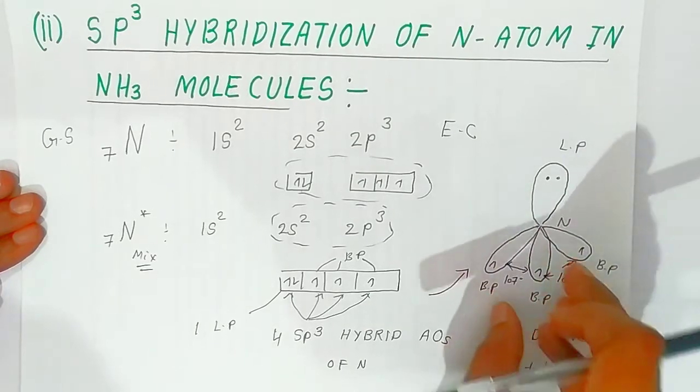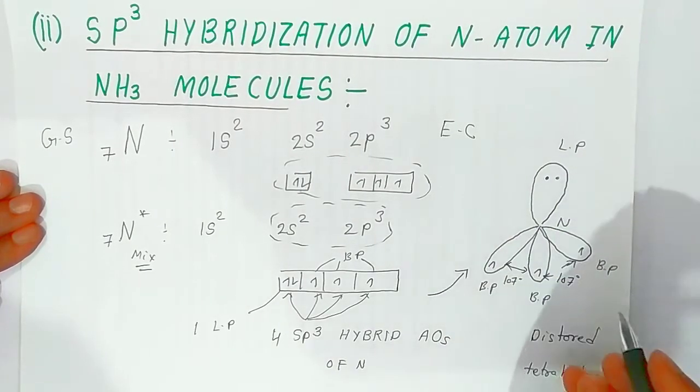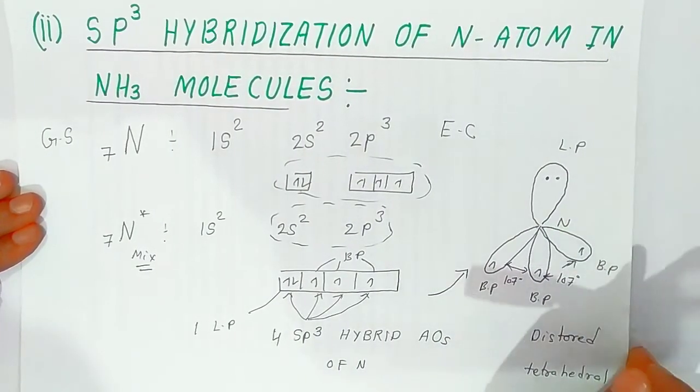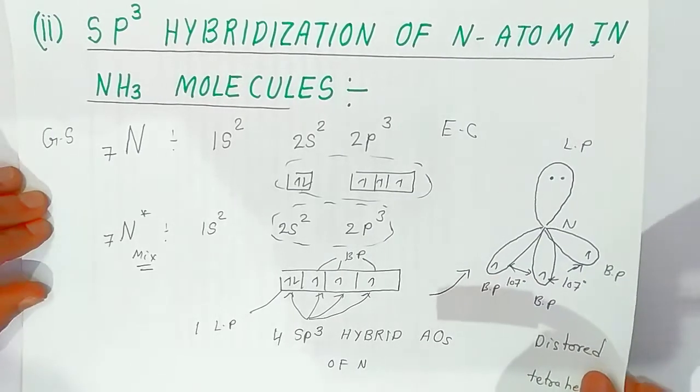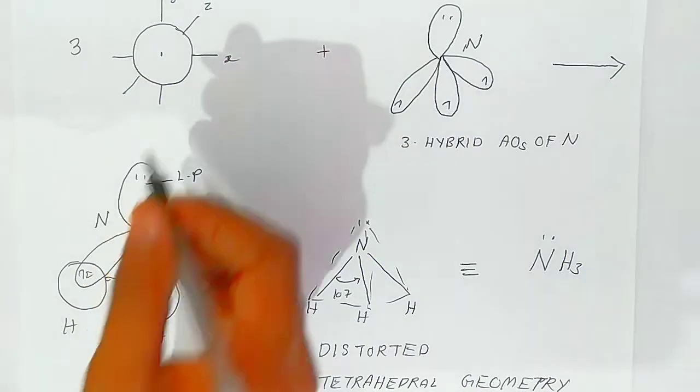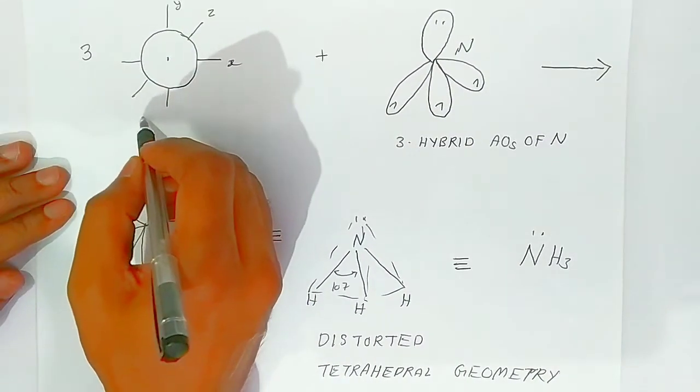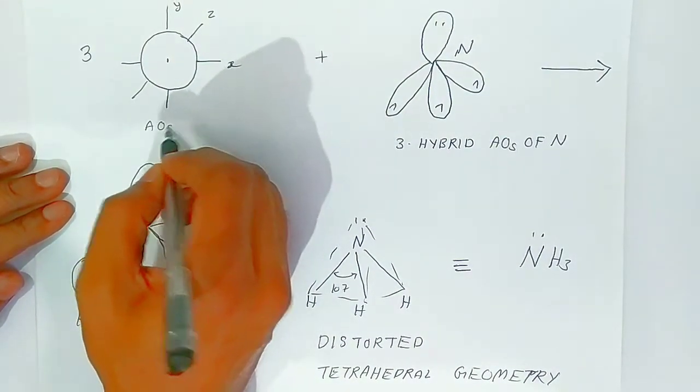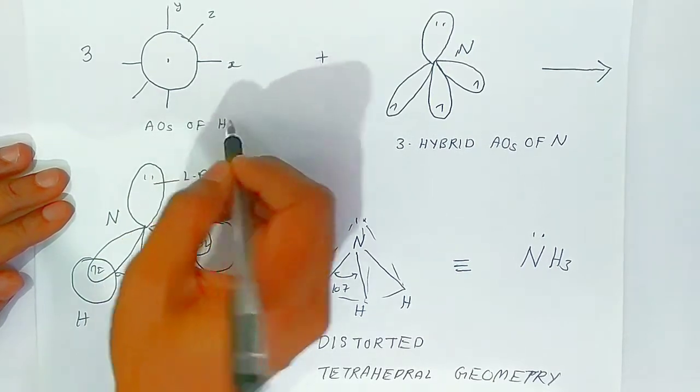Okay students, now these are all hybrid atomic orbitals. They will combine with the 3 atomic orbitals of hydrogen. Now students, these are the 3 atomic orbitals of hydrogen.